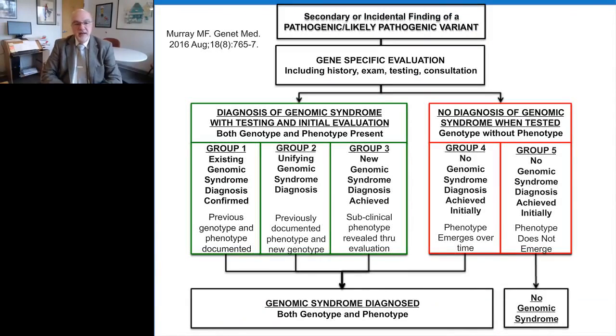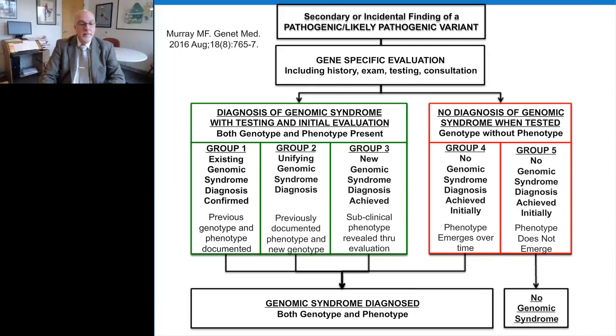Now, when we find a pathogenic or likely pathogenic variant, that initiates a gene-specific evaluation that includes a history, which includes family history as well, an examination where relevant, if there are signs or symptoms that could be looked for or found on physical examination, potentially additional testing, and then consultation with specialties. This is outlined and taken from an article by Mike Murray in Genetics in Medicine in August of 2016. And we recognize that there are going to be 5 groups that could be identified as a result of this particular approach.